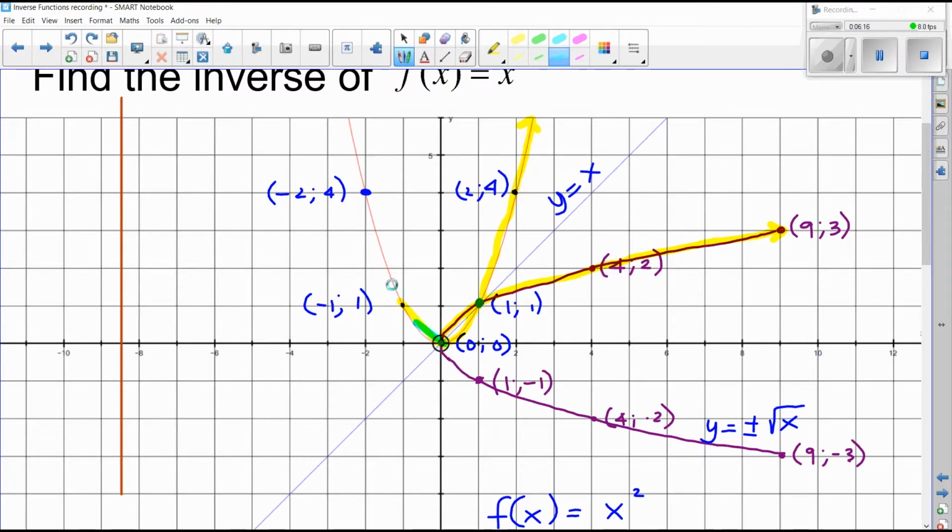So for values of x less than or equal to 0, I have the blue arm, and the inverse will be the blue graph here. Once again, the inverse will be a function. So for your quadratic function to have an inverse that is a function as well, you need to restrict the domain, and the point at which you restrict the domain is the turning point.